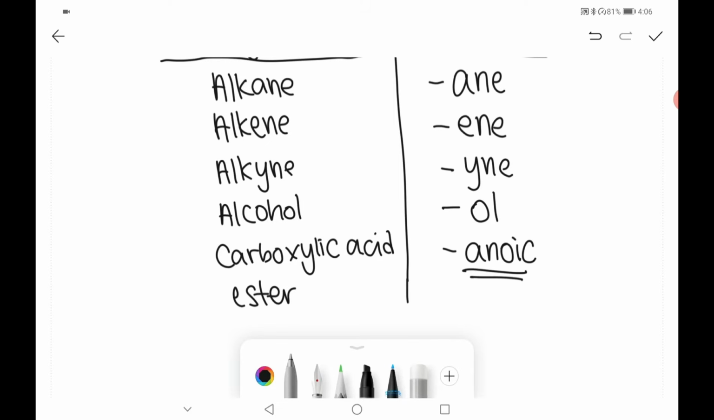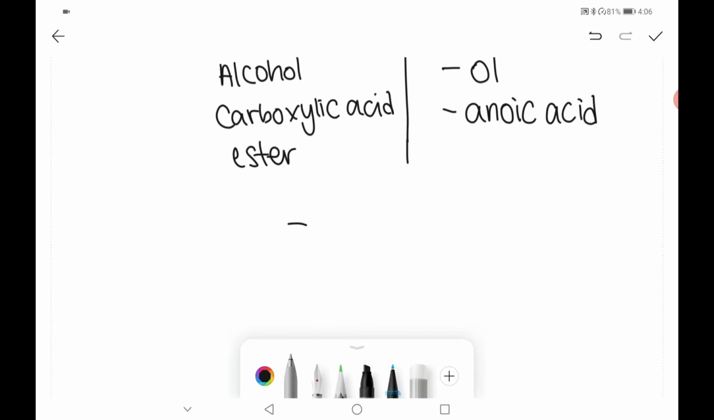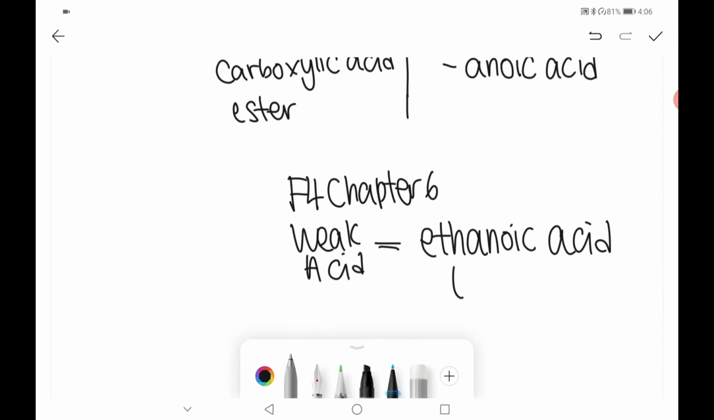A-N-O-I-C. Anoic acid. Okay. So for example, there is one carboxylic acid you learn in your Form 4 Chapter 6. In Form 4 Chapter 6, you learn about one weak acid. The weak acid that you learn there is called ethanoic acid, also known as vinegar.